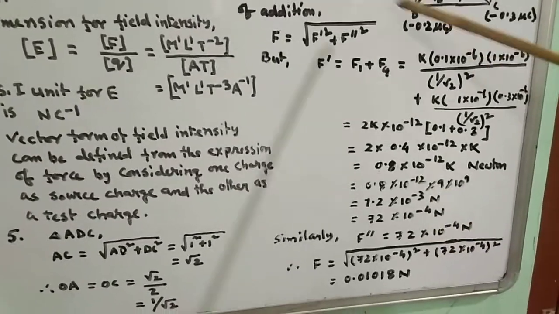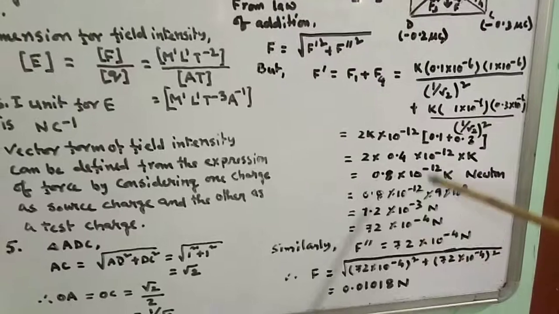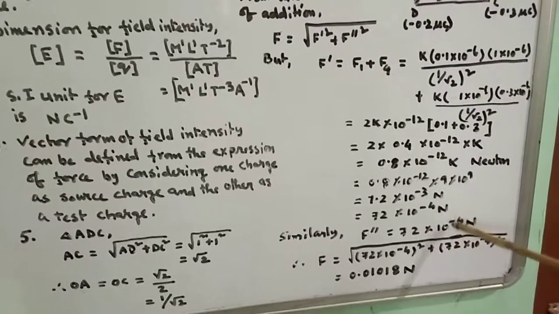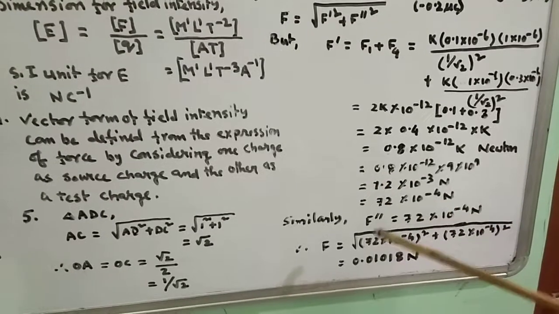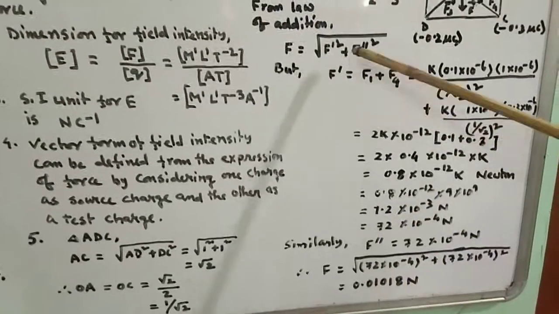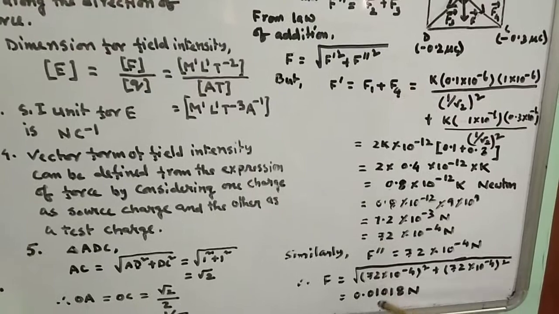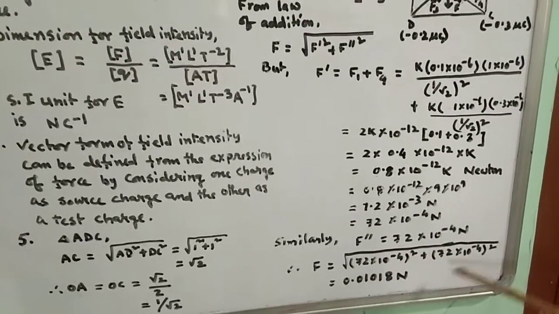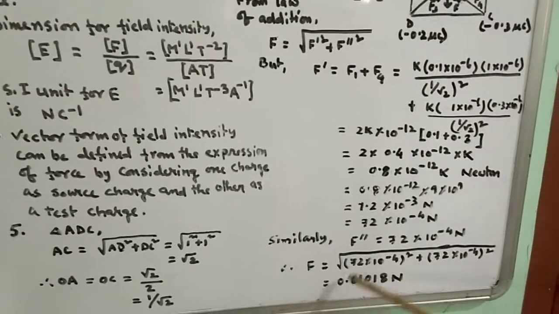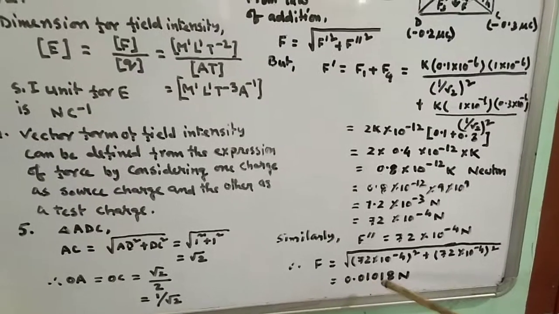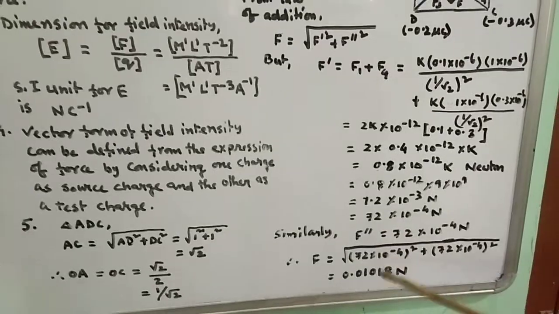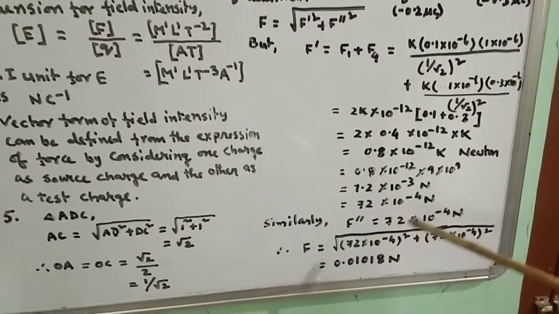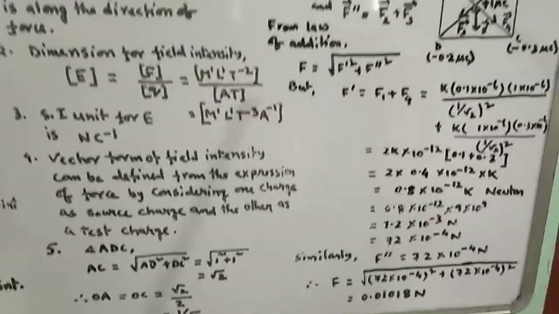Similarly, if you proceed for F double dash by substituting the values, you will get 72 into 10 to the power minus 4 Newton. So check this one, I am leaving it to you. After that you can get the resultant force by substituting here, and after substitution the value which comes out is 0.01018 Newton. So check this calculation. This calculation part I am leaving to you. It's very simple. So these are the two applications. More we'll discuss in the next class.